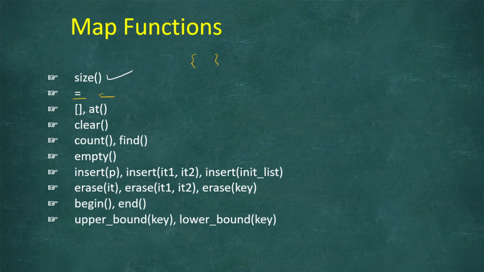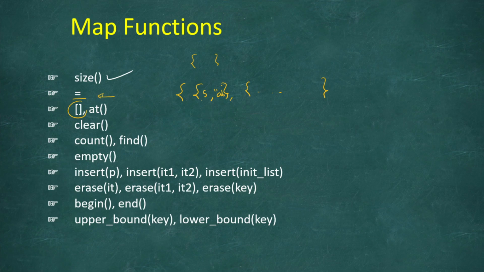Equal to, you can assign an initializer list. Here the initializer list will be slightly different. This is the initializer list syntax, and within that we will have pairs, each having key and value. Let's say 5 and the value AB, and all will be like this.